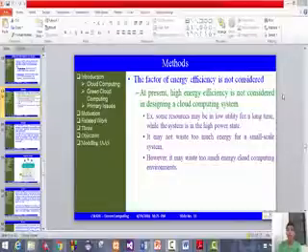The factor of energy efficiency is not considered at present. High energy efficiency is not considered in designing a cloud computing system. For example, some resources may be low in utility for a long time while the system is in a high power state. It may not waste too much energy for a low scale system. However, it may waste too much energy for cloud computing environments.